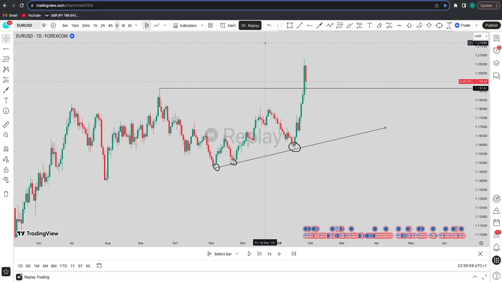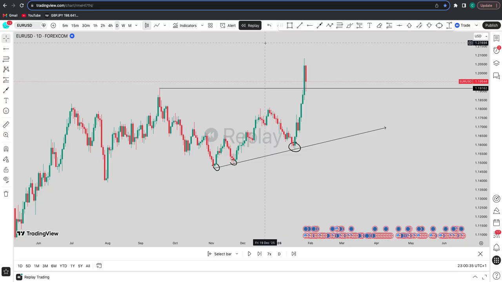Then thirdly, once the trend line is correctly drawn, price will usually do one of two things. It will either bounce or it will break. If it respects the trend line, it bounces and continues in the same direction. If it breaks through the trend line, it may signal a possible change in direction or reversal.